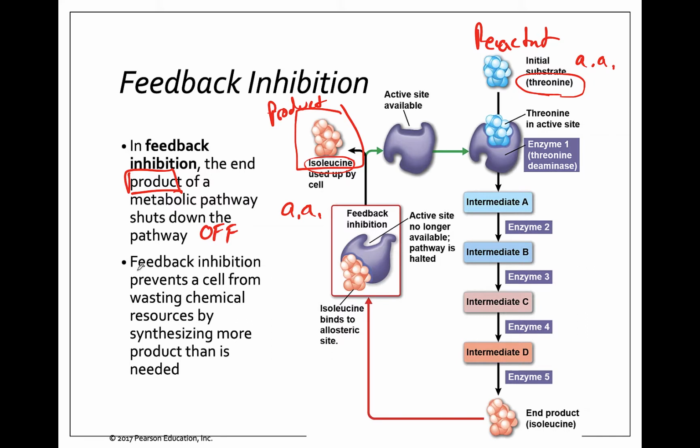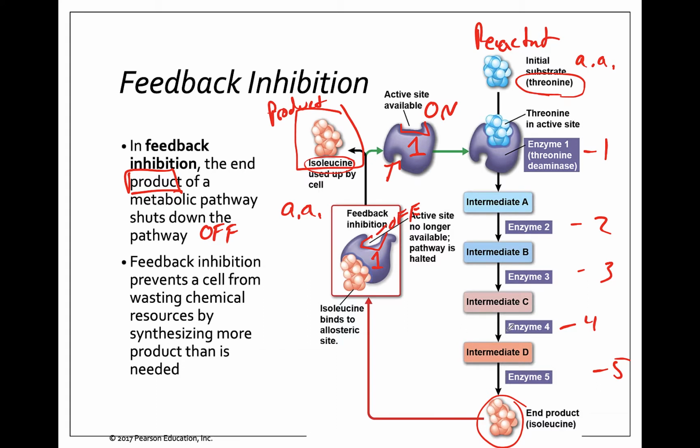This is a multi-step pathway. So we have enzyme 1, enzyme 2, enzyme 3, enzyme 4, enzyme 5. And it takes all of these steps to eventually make isoleucine. Isoleucine is my product, and it is a non-competitive inhibitor. So it is going to bind to the allosteric site of enzyme number 1. So when isoleucine binds to enzyme number 1, look at the shape of the active site. It went from being on to now being off. So this is off, this is on.